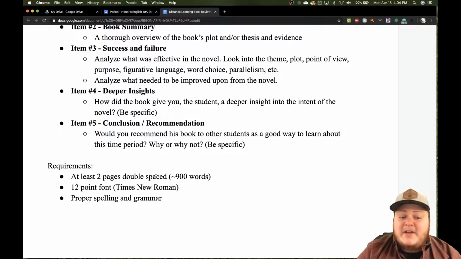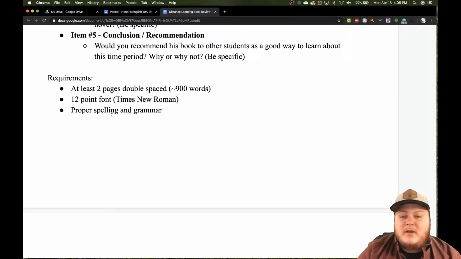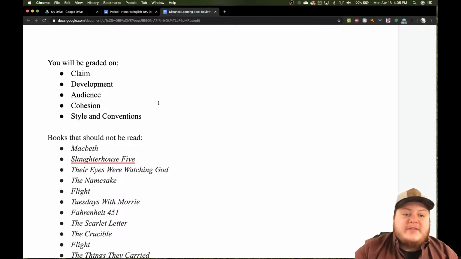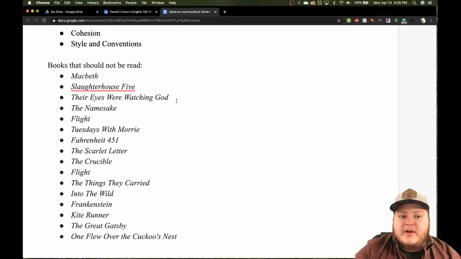If you look, just 2 pages, 12-point font, spelling and grammar I'm going to be looking at. If you remember, we said in the meeting that we're not going to have citations, so I'll be down with that. If you scroll down, here's what you're going to be graded on, and it's under the analysis rubric.